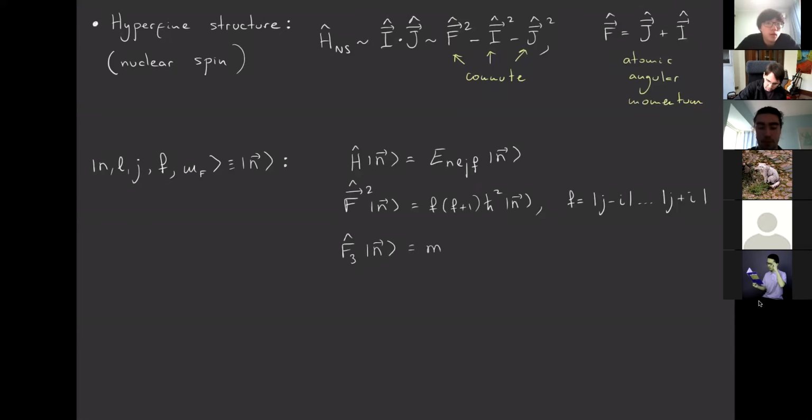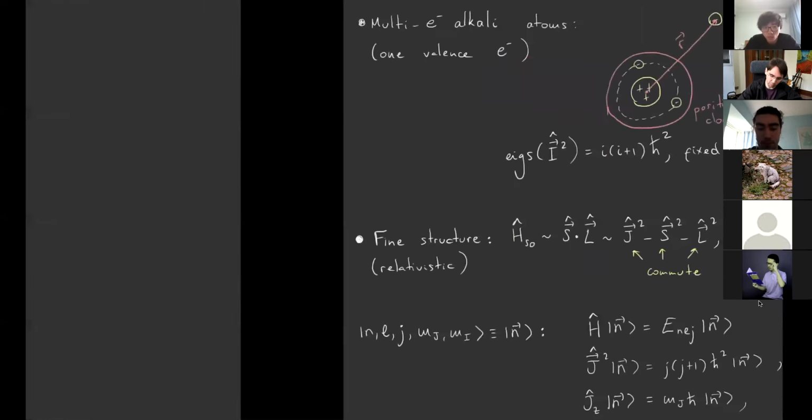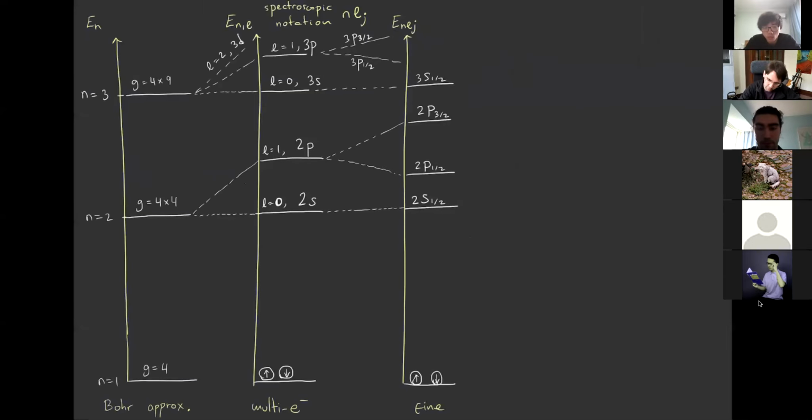The third component of the atomic angular momentum, which runs from -F to F in steps of 1 again. Okay, so now what's most important is that we still have good quantum numbers, but now the energy depends on 4 of those quantum numbers, not only on 3. And again, we can go back to our pretty picture for the spectra.